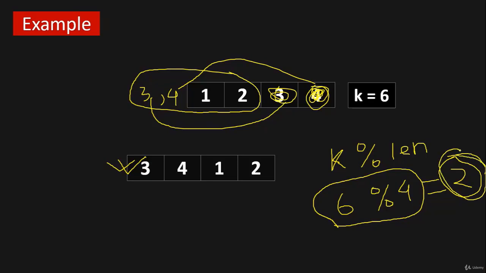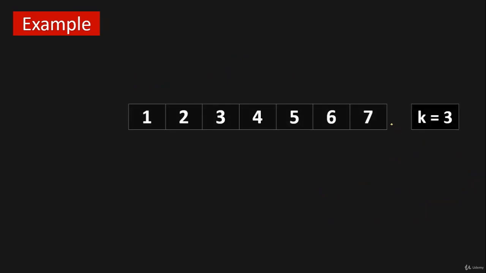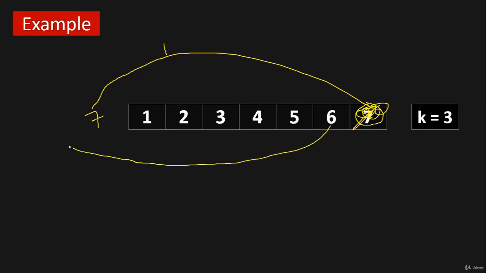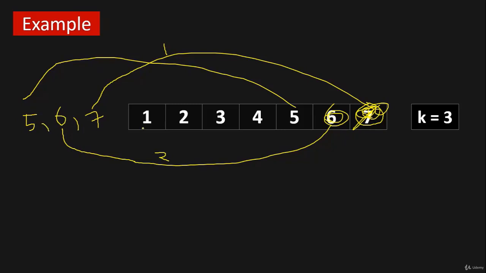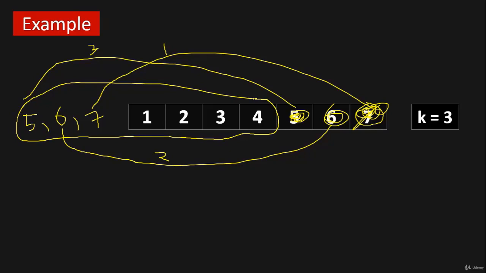All right, let's take another example. If you're given this array and k equals 3, let's move 7 right over here, 1 step, then remove it. Here we have 6, so let's move 6 right here, and here we do 2 steps. Let's remove 6, and let's move 5 right here, and here we do 3 steps, and let's remove 5, and this is the array, and this is the rotated array by k steps from the right. So we have to return this array.